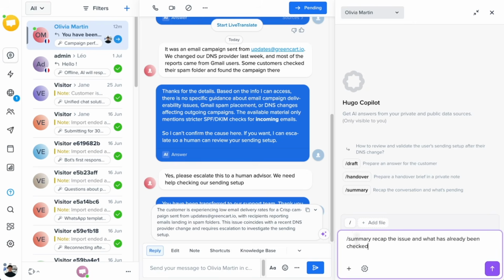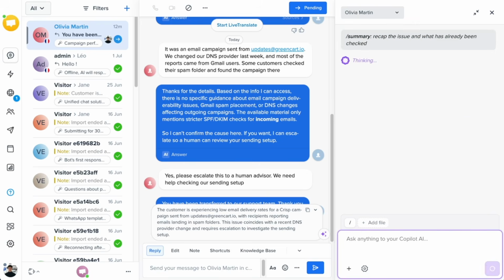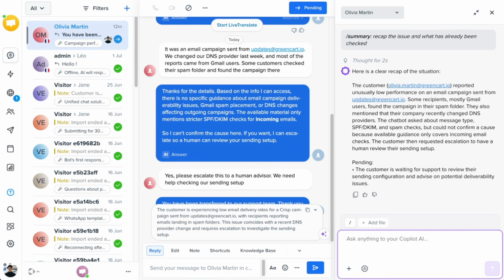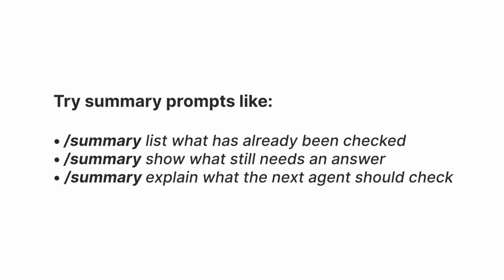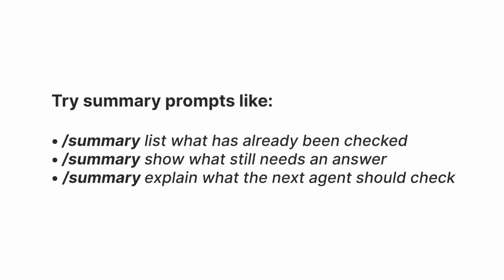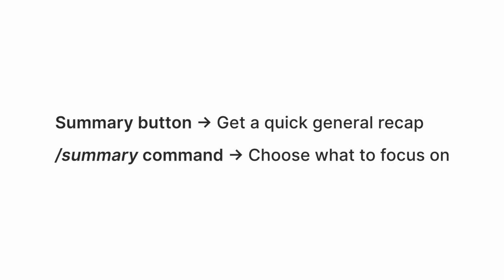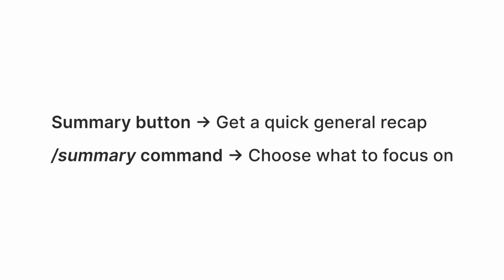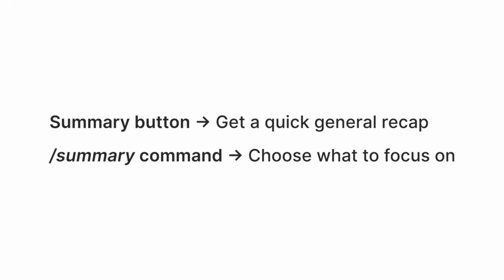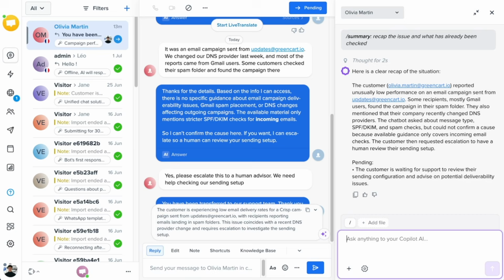But when you need something more specific, use the Summary command inside Copilot. For example, you can ask: Summary, list what has already been checked. Or Summary, show the topics that still need an answer. Or also Summary, explain what the next agent should check. So the difference is super simple. The View Summary button gives you an immediate general recap, while the Summary command lets you decide exactly what the summary should focus on.